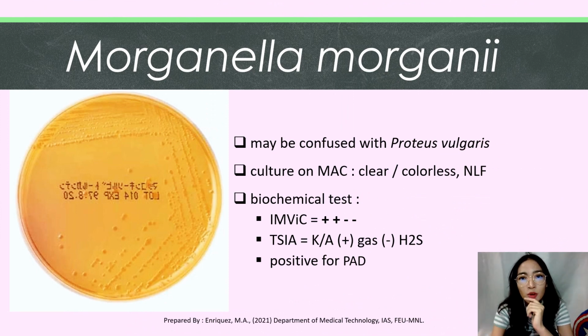Next is Morganella morganii, which may be very easily confused with Proteus vulgaris because almost all of their biochemical test results are the same. So ano po ang point of differentiation nila? Morganella morganii does not produce swarming colonies. And also, it is negative for hydrogen sulfide production. So, kabaligtaran po ng Proteus species, right?